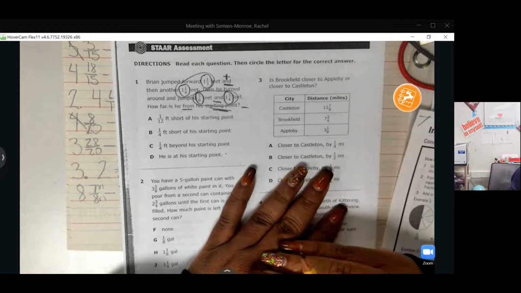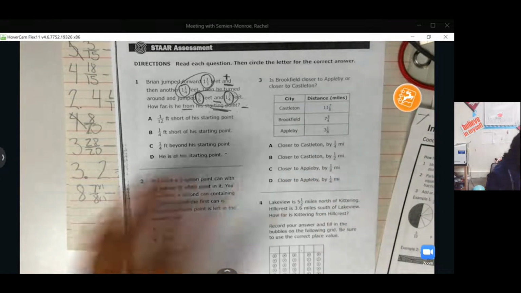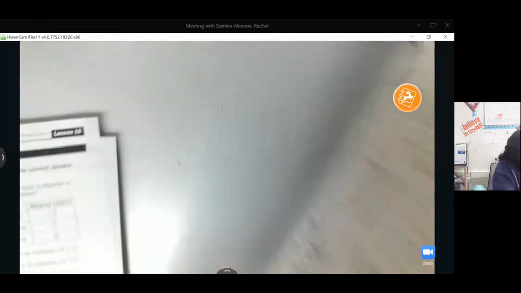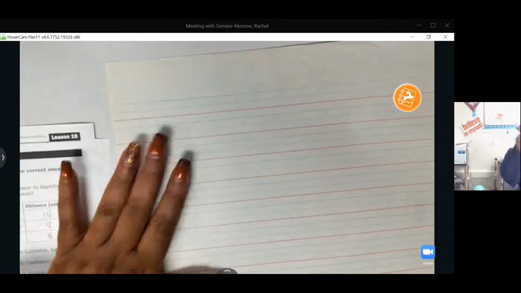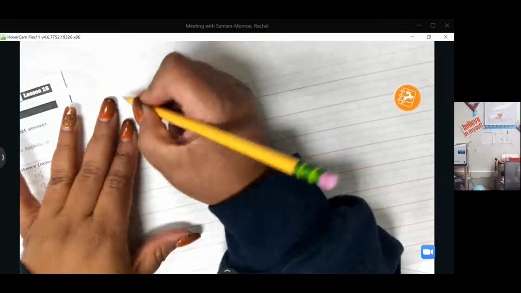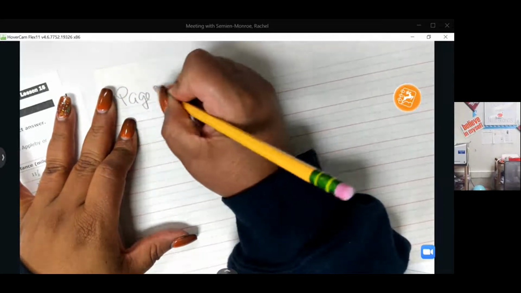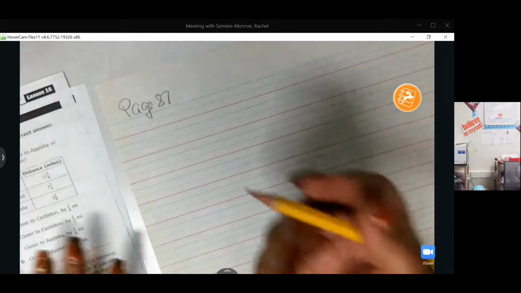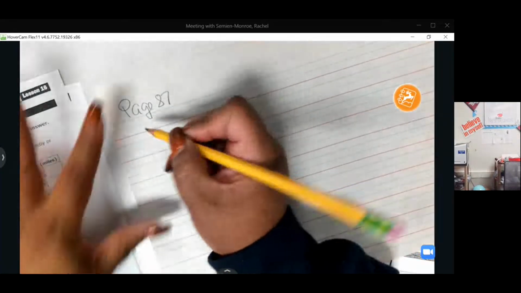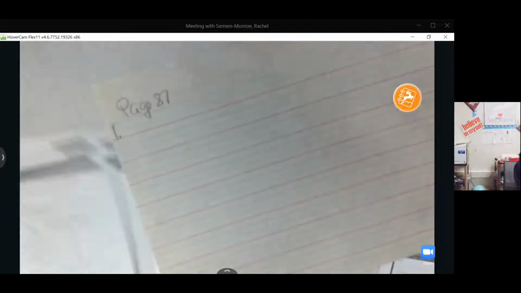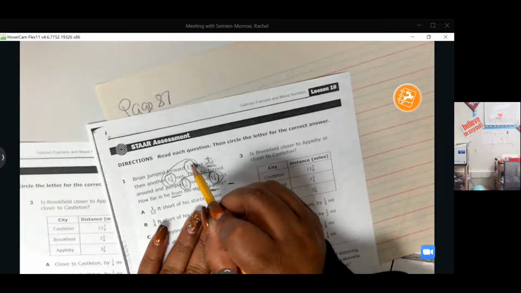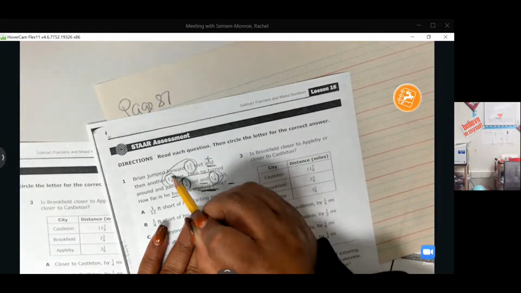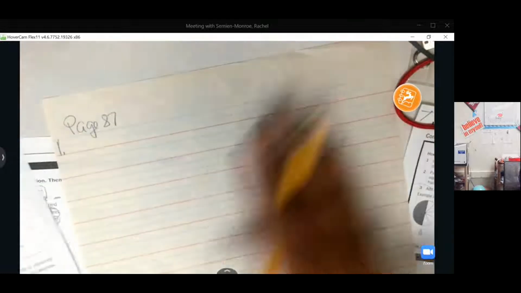3/4. So the first thing I need to do is set up my problem. I'm going to get me some paper. You can write on the back of your sheet, and we're going to get started. I can put page 87. Okay, and then I can go with number 1. So what am I getting ready to write? I need to write right now 1 1/3 and 1 1/4. That is what I need to figure out right now.